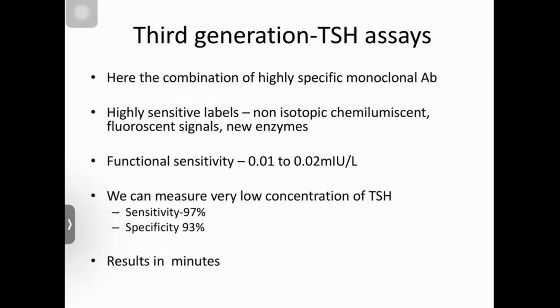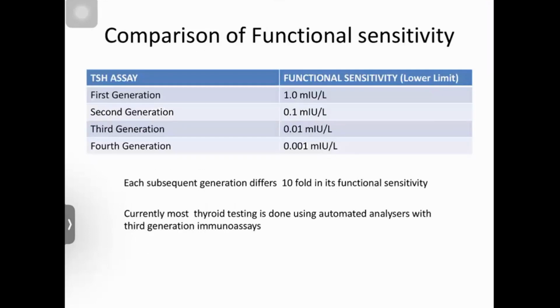Now we can classify patients or categorize them into really overt or really severe hyperthyroidism. Now we can diagnose hyperthyroidism with much more accuracy and much more confidence. So the low concentration of TSH we can measure now with third generation TSH assays, and this is sensitive up to 97%, but the specificity is still 93%. Still there are limitations. We will come to that, and the results will come in minutes.